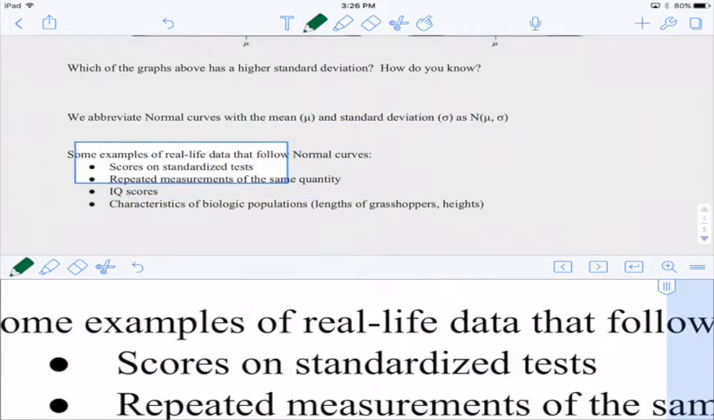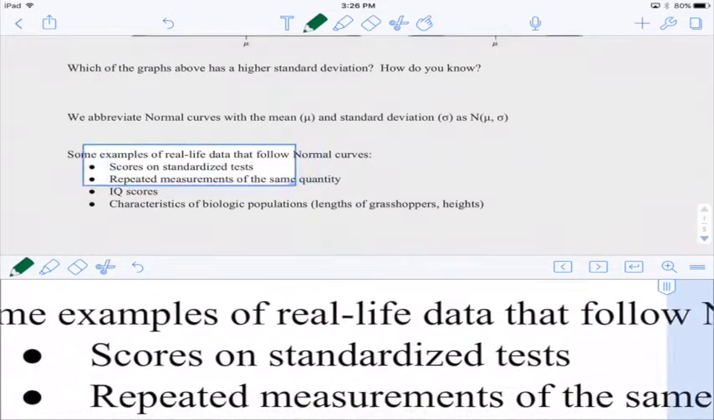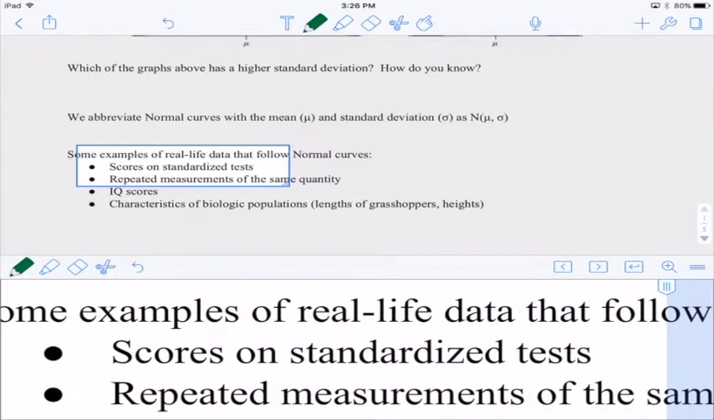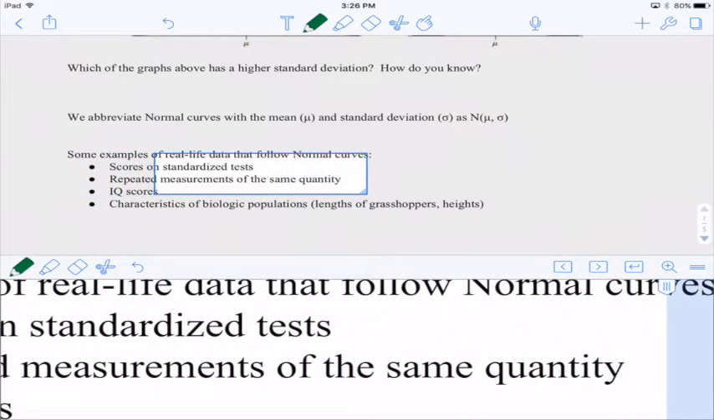So here's some examples. Scores on standardized tests. Most people score around the middle. Some people do very well, some people do not so well, but most people are in the middle. Repeated measurement of the same quantity. If you measure the same thing every single time, it's going to be off by a little bit every time because measurements are not necessarily going to be perfect. But most of them will be in the middle, but every once in a while you'll get a measurement that's very big or very small.